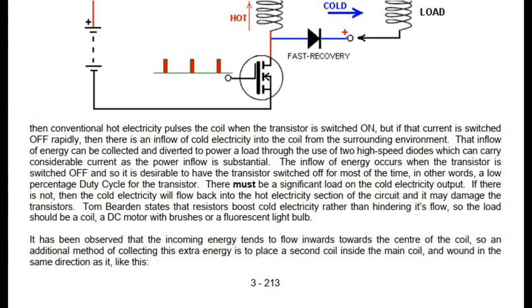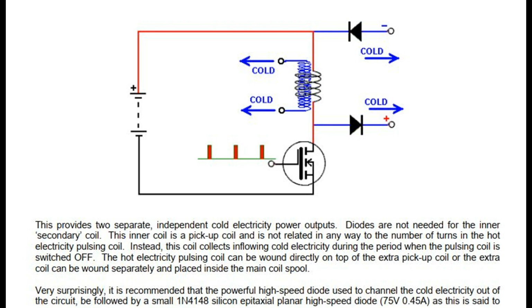It has been observed that the incoming energy tends to flow inwards towards the center of the coil, so an additional method of collecting this extra energy is to place a second coil inside the main coil, and wound in the same direction as it, like this. This provides two separate, independent cold electricity power outputs.